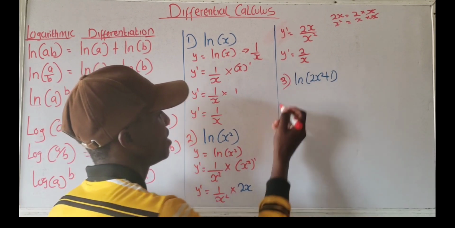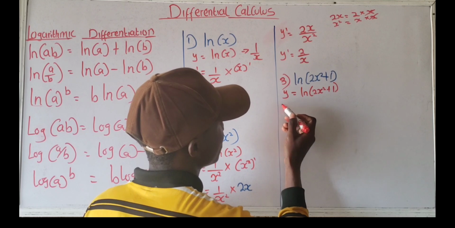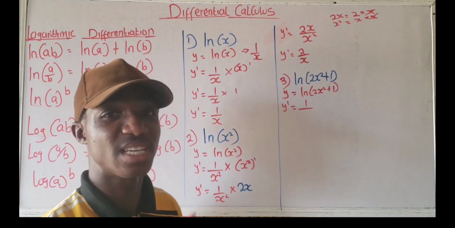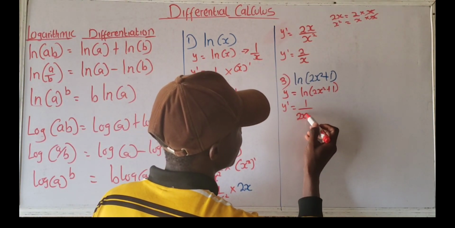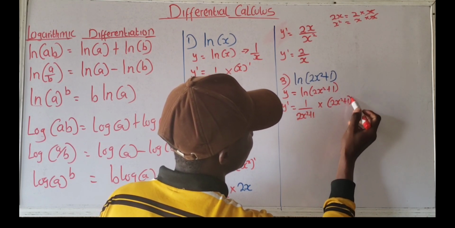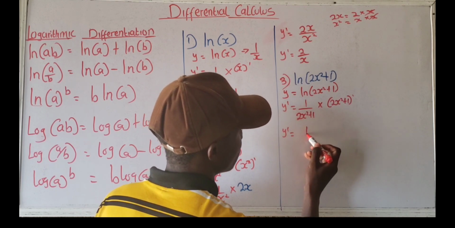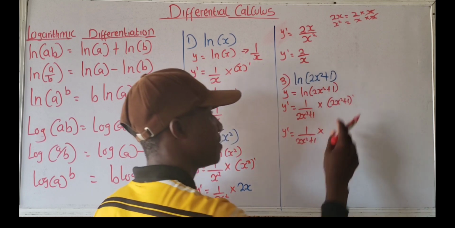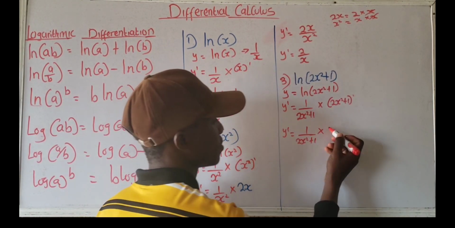Okay, so let y equal ln (2x squared plus 1). Let's take the derivative of y: take the inverse of the function. Inverse simply means the reciprocal. So I'm going to have 1 over 2x squared plus 1 multiplied by the derivative of 2x squared plus 1. So the derivative of y with respect to x is 1 over 2x squared plus 1 multiplied by the derivative of 2x squared plus 1.